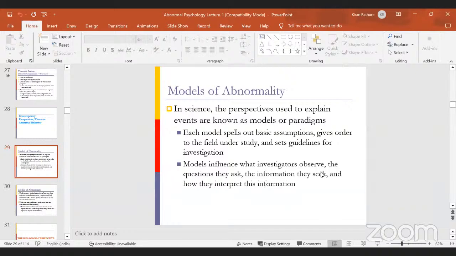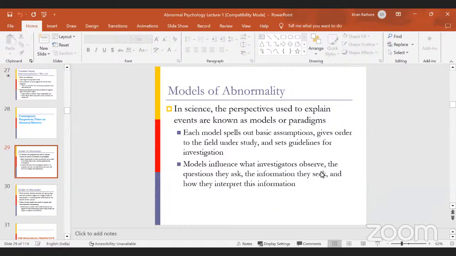Okay. In science, any viewpoint or perspective which is used to explain certain conditions, situations, or events is called a model or paradigm. Each model spells out the basic assumptions under it, gives order to the field under which the model is being studied, and sets guidelines for investigation.